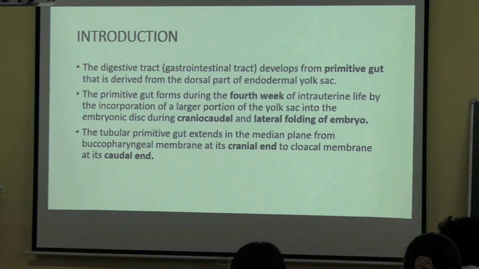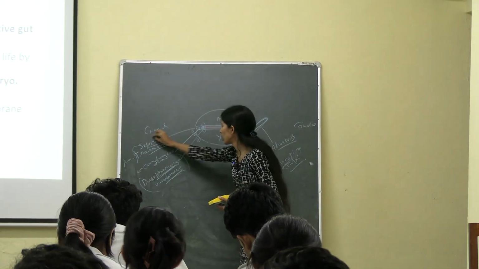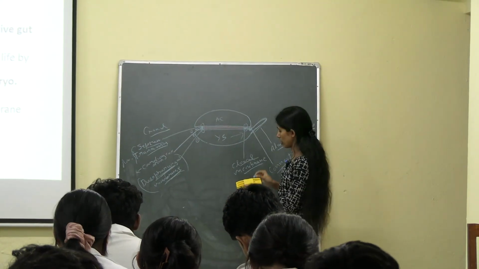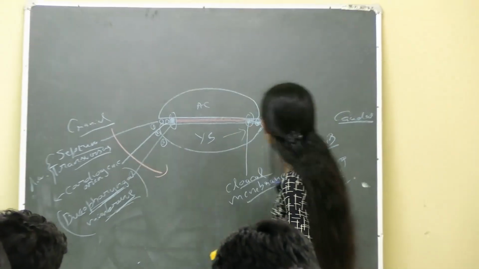So we have two types of foldings. The first one is craniocaudal folding and another one is lateral folding. Craniocaudal folding is nothing but this part. This is the cranial part and this is the caudal part. Both of them are folding in this direction.